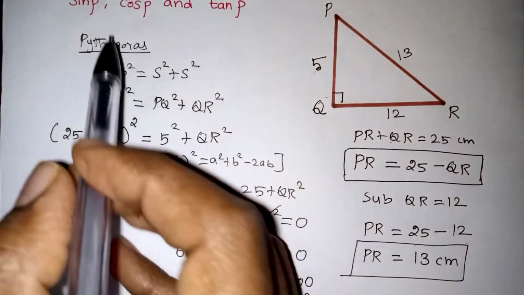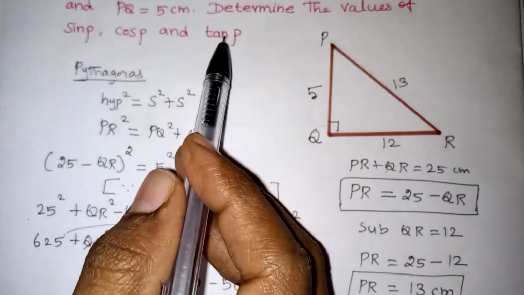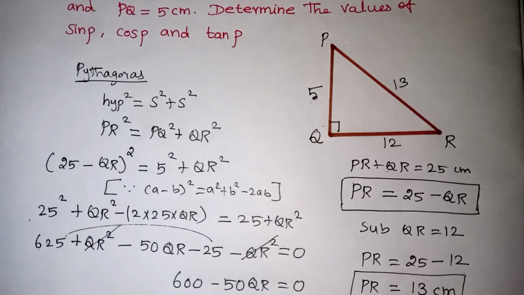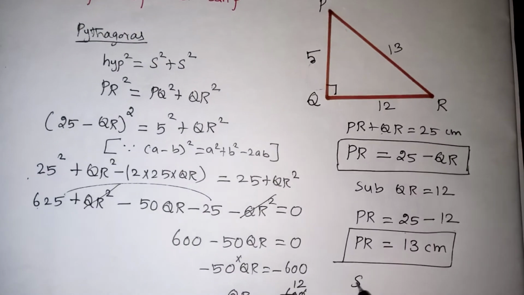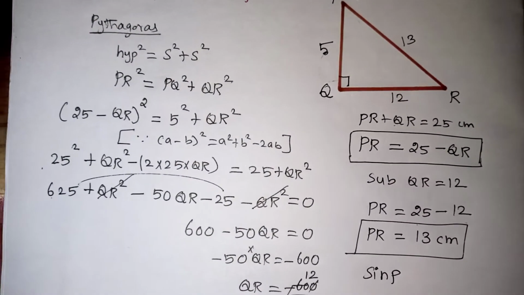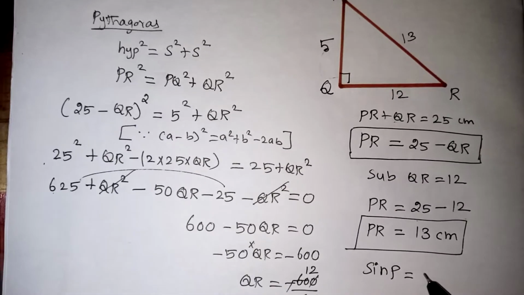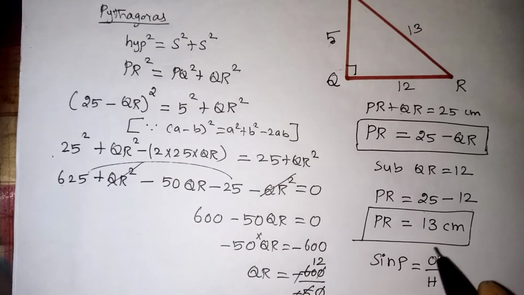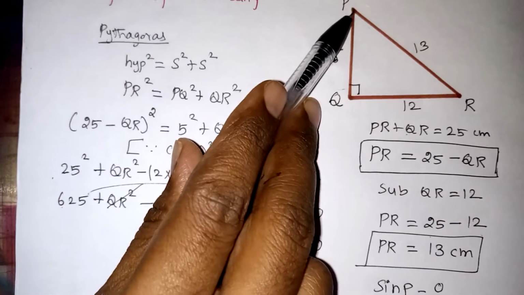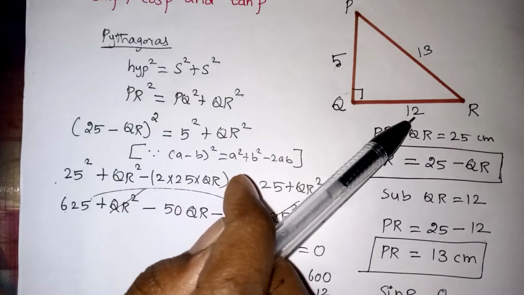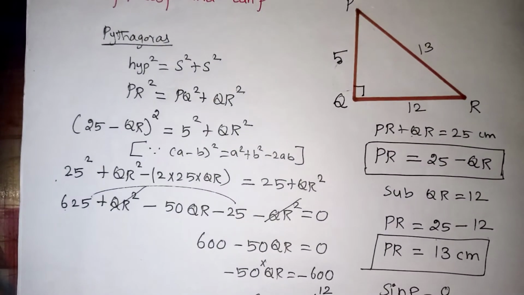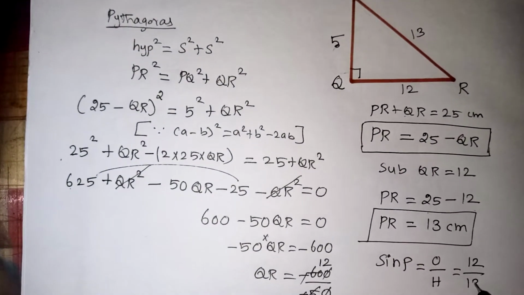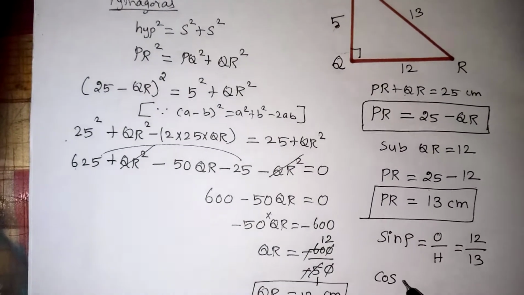Now finally our question is sin P, cos P and tan P we need to write. So let us write it now. Sin P is equal to opposite side by hypotenuse side from P. So this is my P. What is the opposite side? 12. Hypotenuse side is 13. So 12 by 13. Next we need to write cos P.